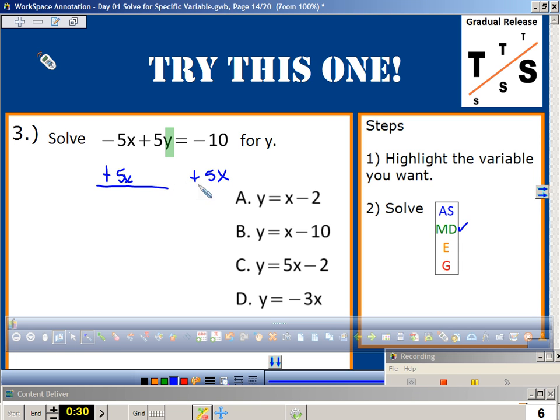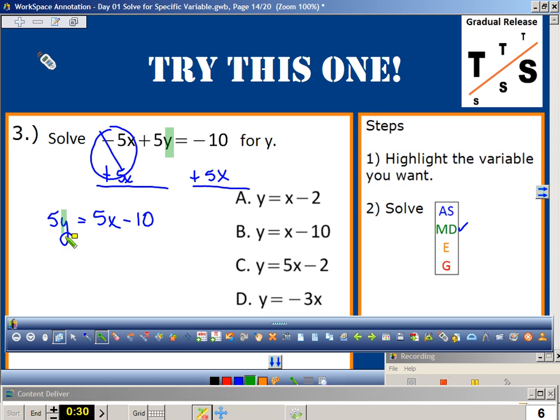Does that make sense, Philip? Yes. So that makes this go away. So now we're that much closer to getting y by itself. Correct? So let's rewrite this nice and clean over here. 5y equals 5x minus 10. I'm still looking for y, but now that I've gotten rid of my addition and subtraction, I can get rid of my multiplication or division.